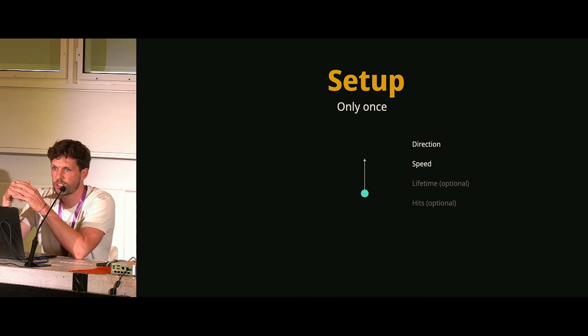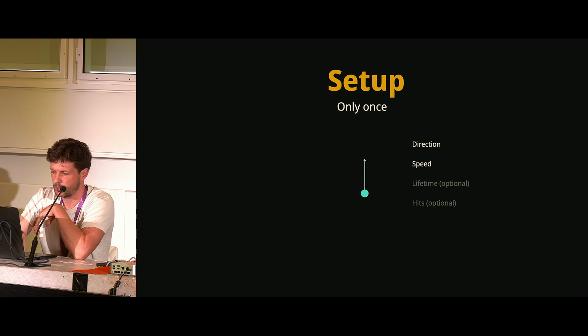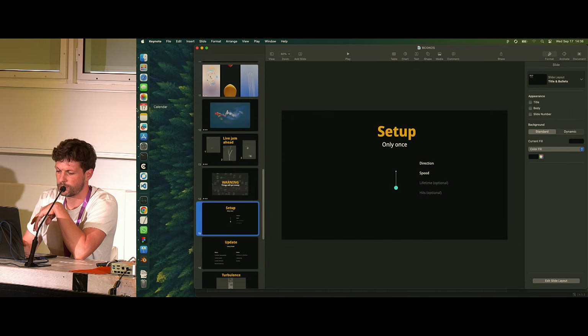We don't combine the speed into the direction because we don't want to calculate these numbers separately. It's easier. If you give a particle just one direction with the speed included, it's not so easy to do other calculations afterwards. Optionally, we can give it a lifetime, that's how long it lives before we kill it off. Hits, how many things it hits, and then do something with that. So let's start with that.